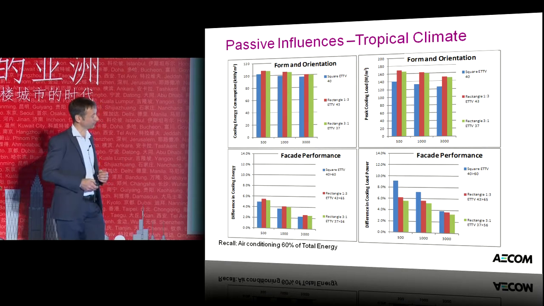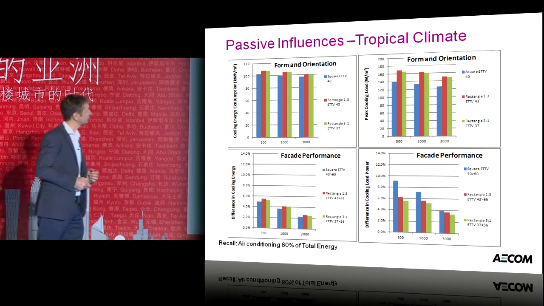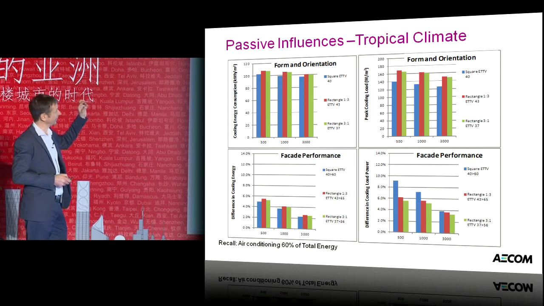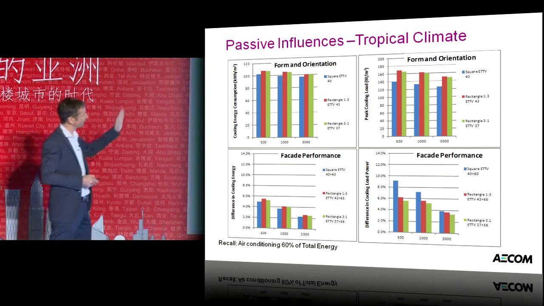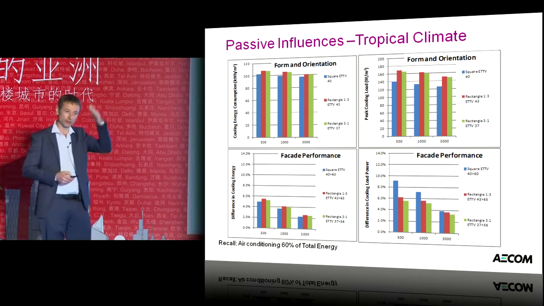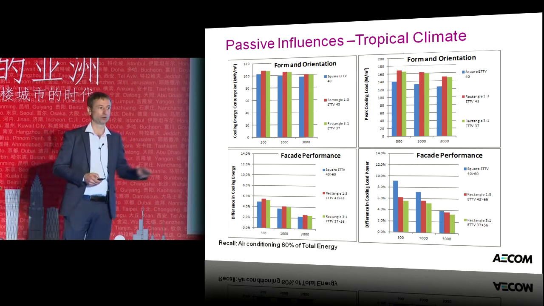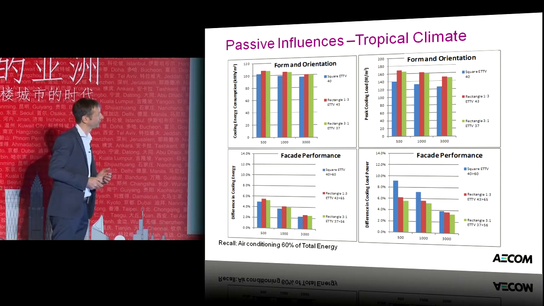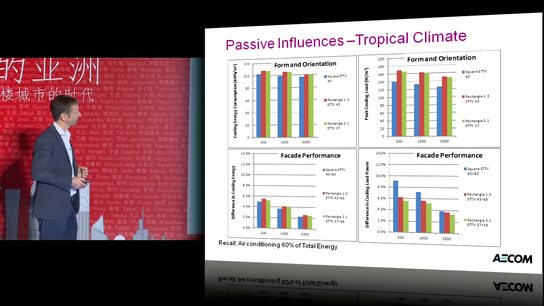And then, of course, when you look at the charts here, you can actually see the difference between a square against the rectangular, 3:1 or 1:3, and it's a very small difference between each of those bars. But what is interesting is that as you go from 500 to 1,000 to 3,000, you're getting that trend starting to go down, which means you're getting that law of diminishing returns. Similarly for form and orientation, similarly for facade performance.